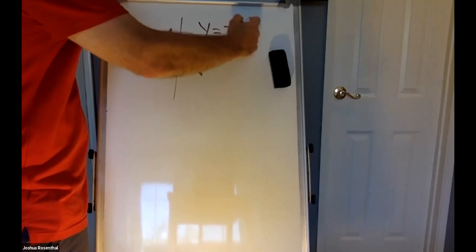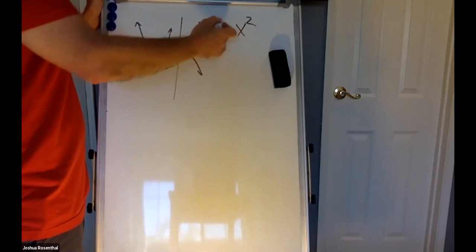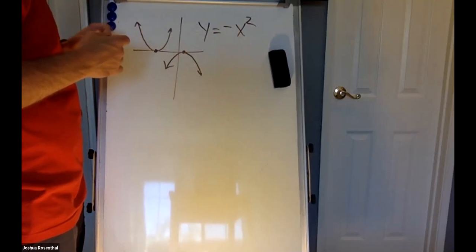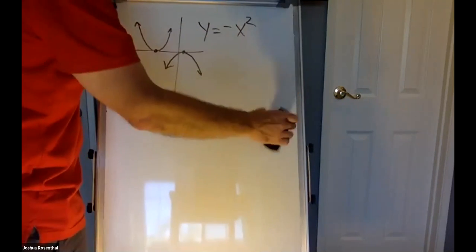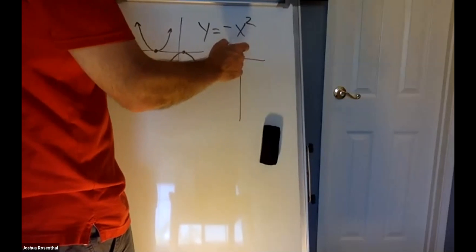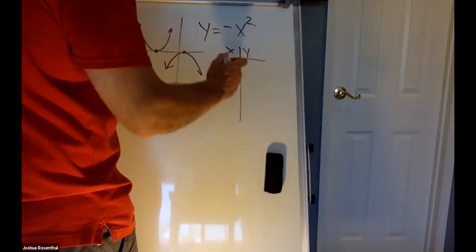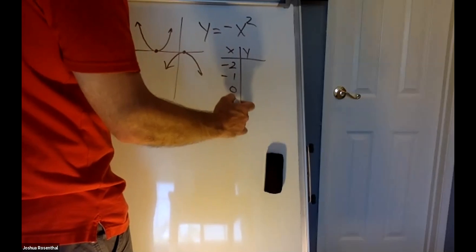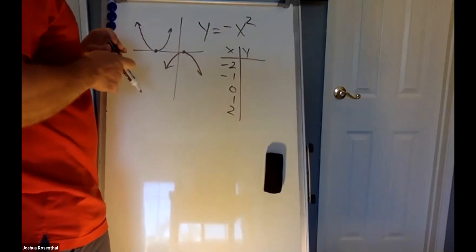How do you get it to flip over? Simple. Make this coefficient negative. Think about it. So it'd be negative 1. Think about it on a T table.